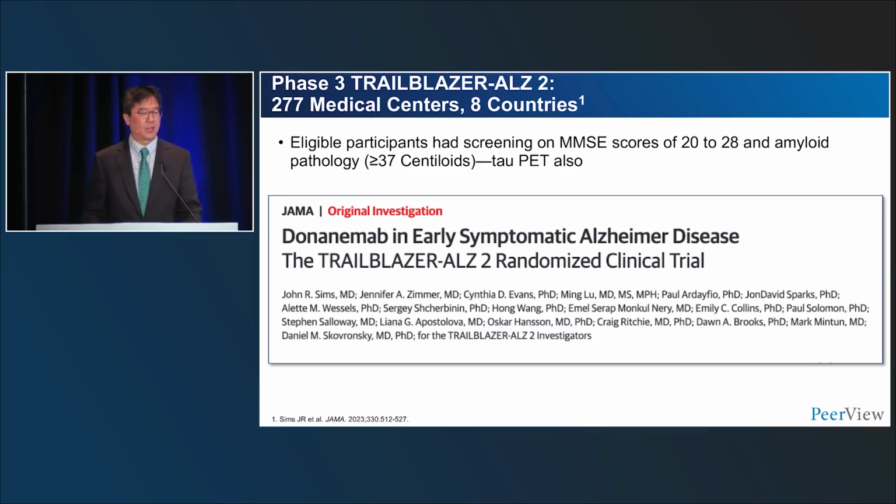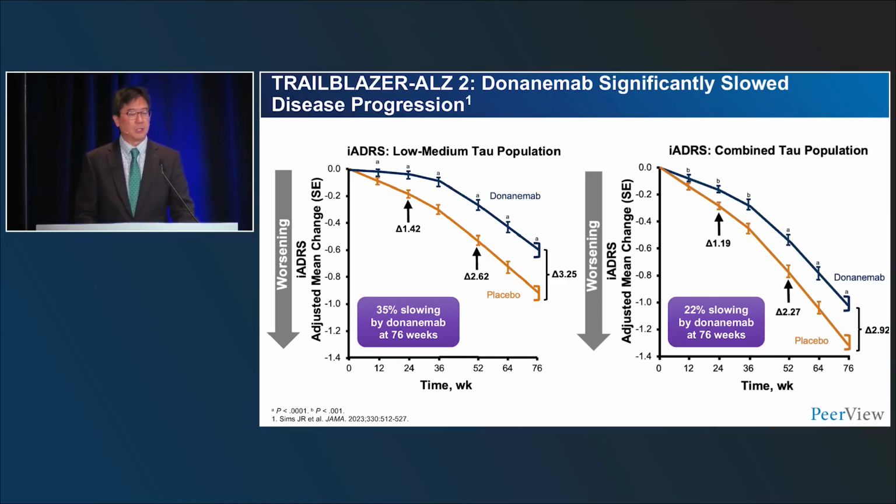Okay? The second pivotal trial was this phase 3 trial called TRAILBLAZER, which was the second fully approved anti-amyloid antibody therapy, donanemab. This was really interesting because the patients who were enrolled in this had not only amyloid PET, but tau PET as well. And no matter whether it was the low to medium tau population or you just lumped all the patients together regardless of their tau PET results, in both populations, it slowed the progression of disease. Again, it did not stop disease progression, but slowed it down, 35% slowing by donanemab in this group at 76 weeks and 22% in the combined population. So again, what many would describe as a modest benefit in the slowing of disease progression.